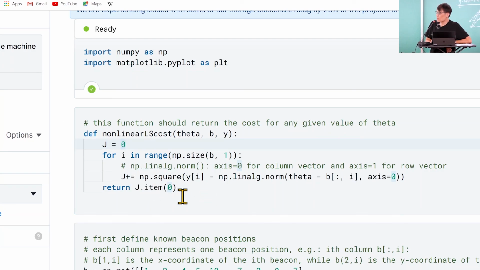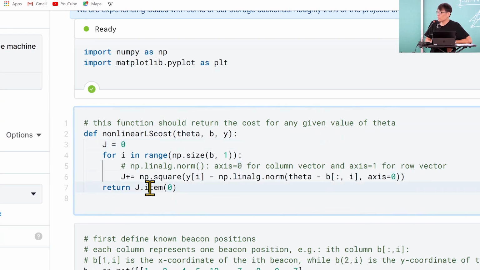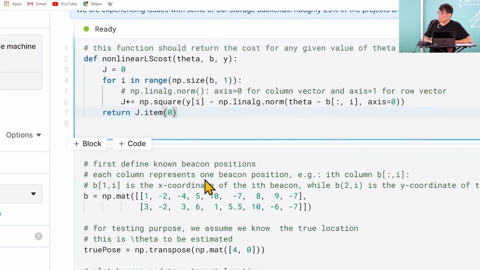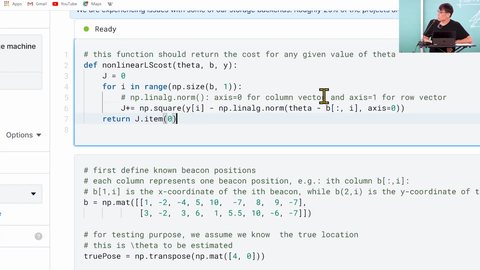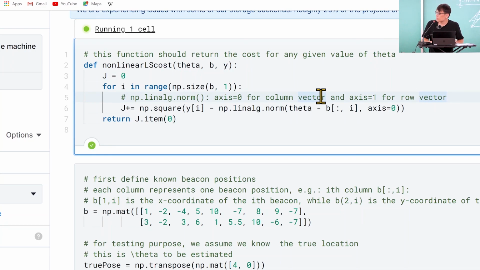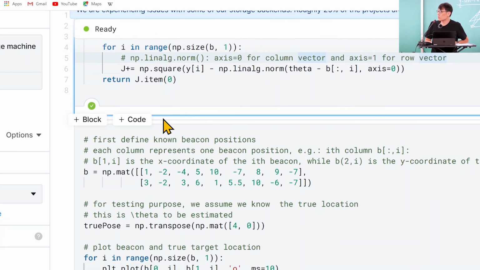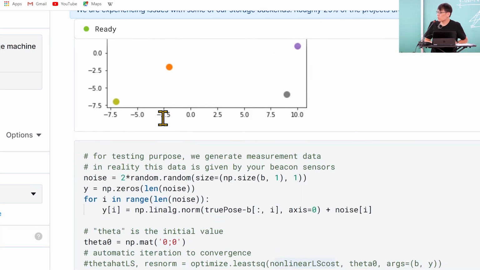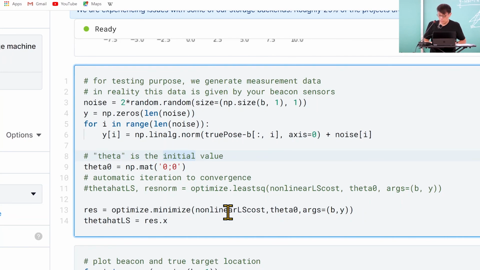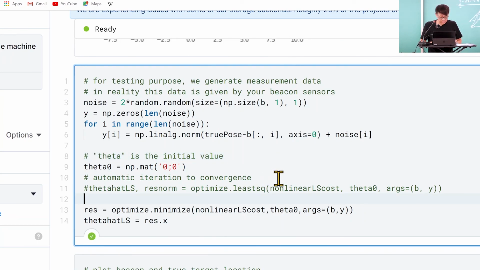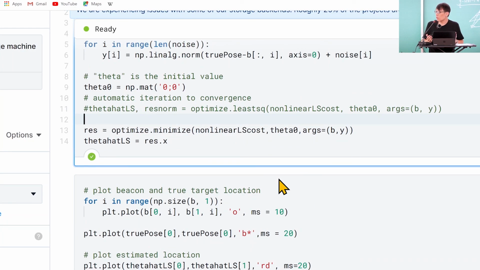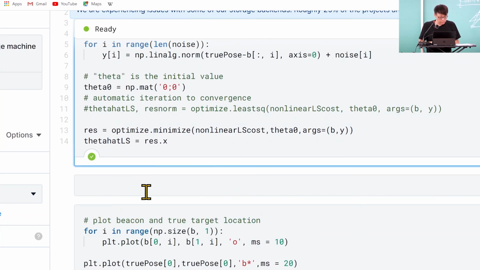The reason I put item here is that this is an array, and the cost function requires a scalar. I think in earlier Python versions they had an asscalar function, but now they don't. So I'll just call item(0) to return a scalar cost. Anyway, I can run this part. Hold on, control enter. It's done. So the function is defined. Now let's look at this part. I can estimate. It's done, okay? Let's see what res is.